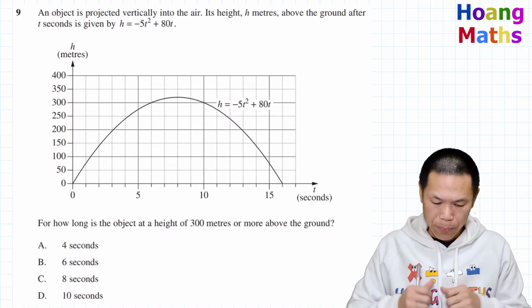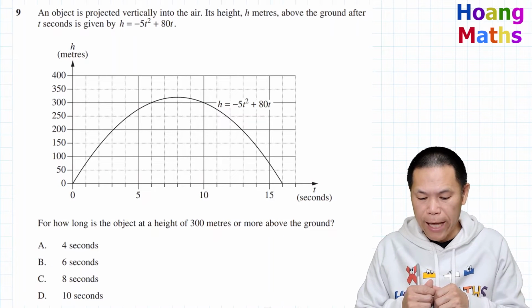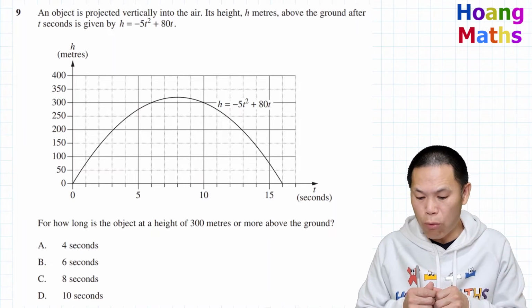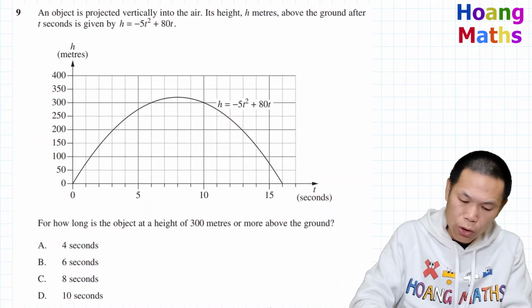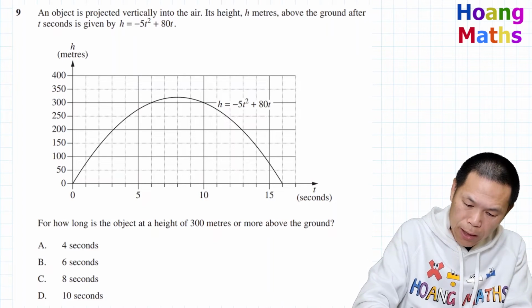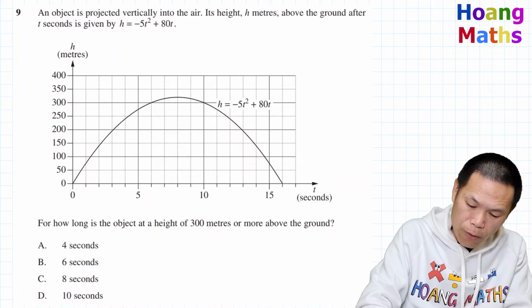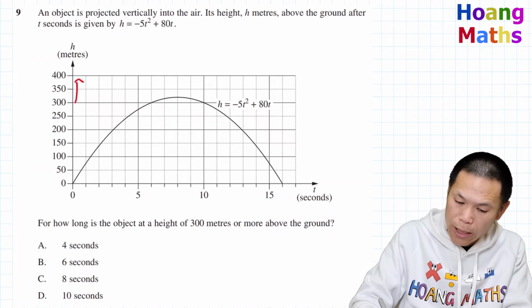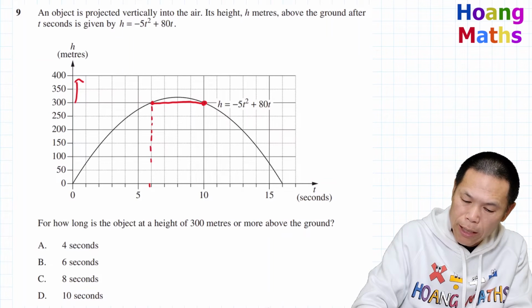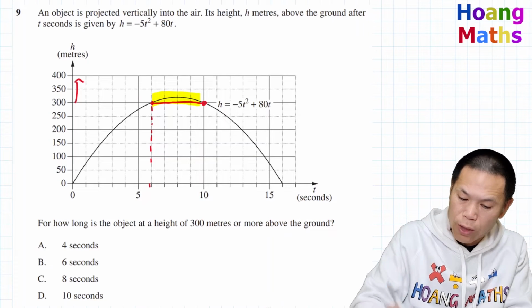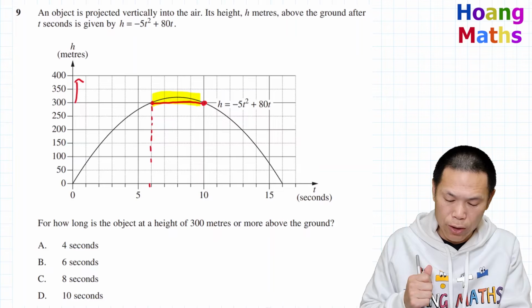Question number 9. For how long is the object at the height of 300 meters or more above the ground? So 300 or more. So this means 300 here, from this onward. So this means above these 2 points. So therefore, we're looking at this part here, from here onward up to here, is above 300 meters.